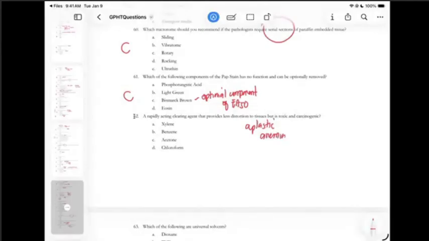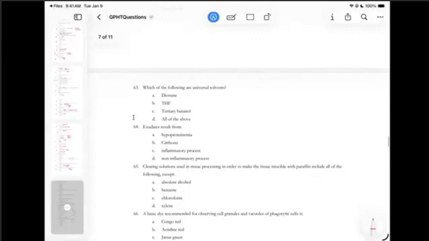So aplastic anemia, so that is benzene. So 62, letter B. Chloroform, slow acting naman yan, for brain lymph nodes. 62, letter B. 63, which is a universal solvent, so which is able to clear and dehydrate at the same time. So this is all of the above. So 63, letter D.